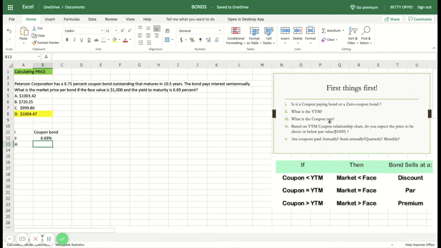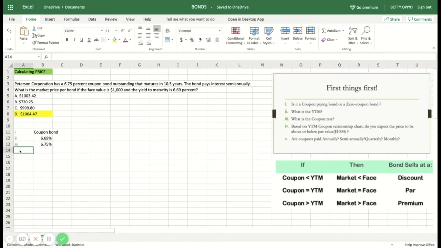Okay, so what is the coupon rate? If you go to the question here, identify the coupon rate, it says that it has a 6.75% coupon bond. So this is a coupon bond, which means that the coupon rate is 6.75. So to answer our third question, we know that the coupon rate is 6.75.